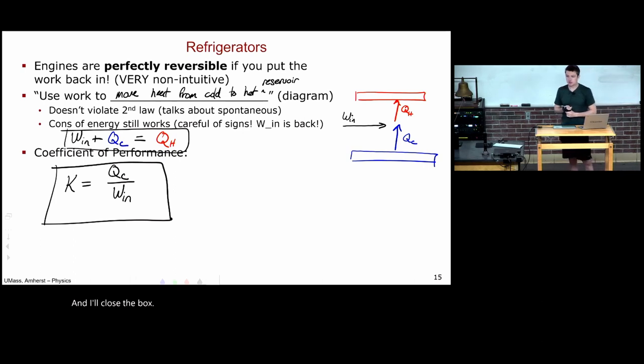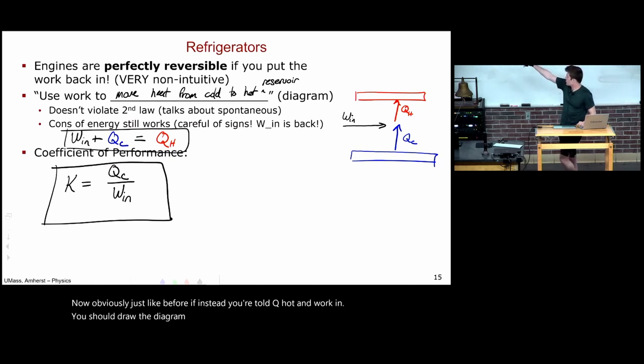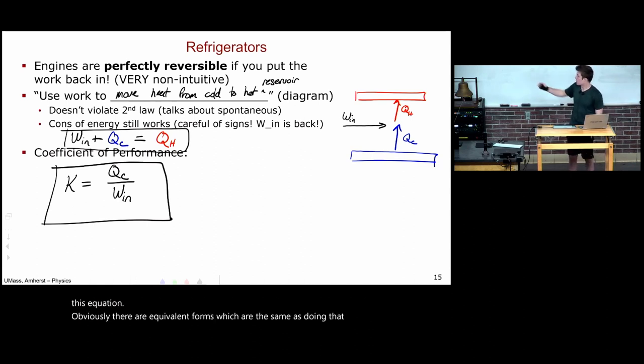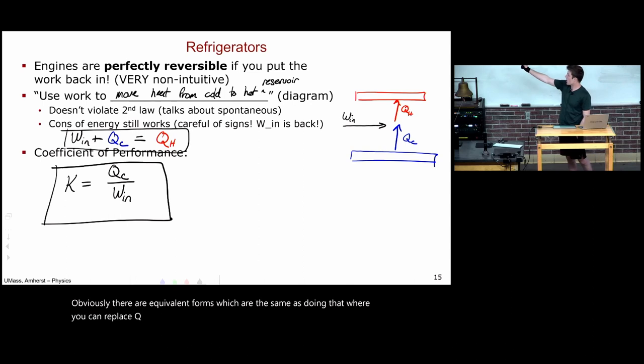Now, obviously, just like before, if instead you're told Q hot and work in, you should draw the diagram, find Q cold using the diagram, and then plug into this equation. Obviously, there are equivalent forms which are the same as doing that, where you can replace Q cold in this equation with Q hot minus work. But I think it's just easier if you draw the diagram.